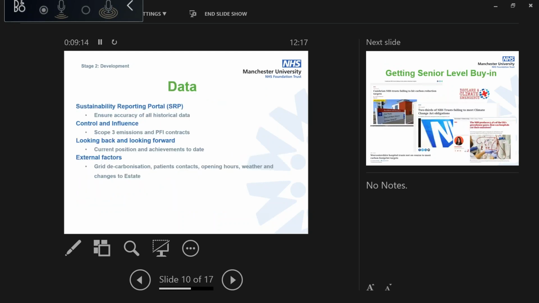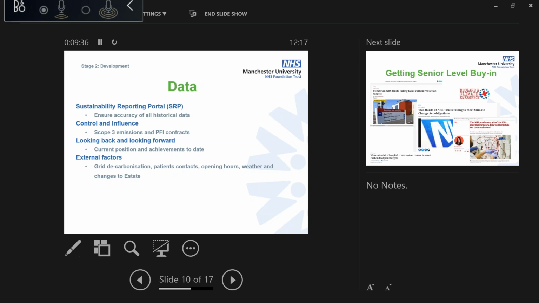Data is, of course, absolutely key to this process, and this is made much easier for us working in the healthcare sector because we're already reporting this through ERIC and through the annual sustainability submissions. But what I would say is that even if you're confident about your current data, do review your historical data to ensure it's all accurate, particularly if you've inherited that data from someone else.